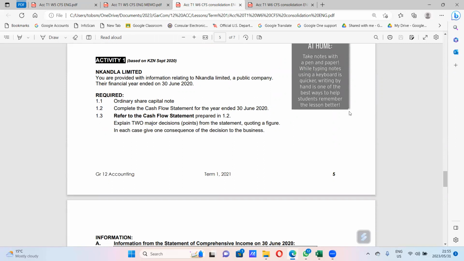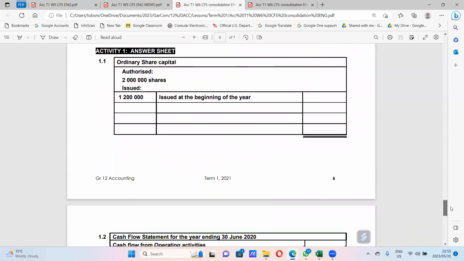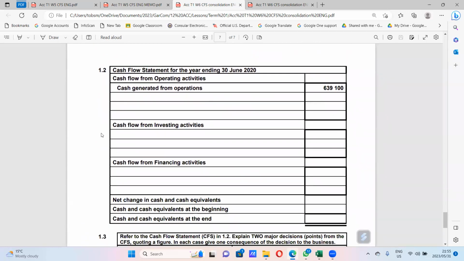So we're going to start with the cash flow statement. This is the information, and this is where we need to do the cash flow statement. Can you see the cash generated from operations? We are given this amount. So the next one is going to be interest paid.